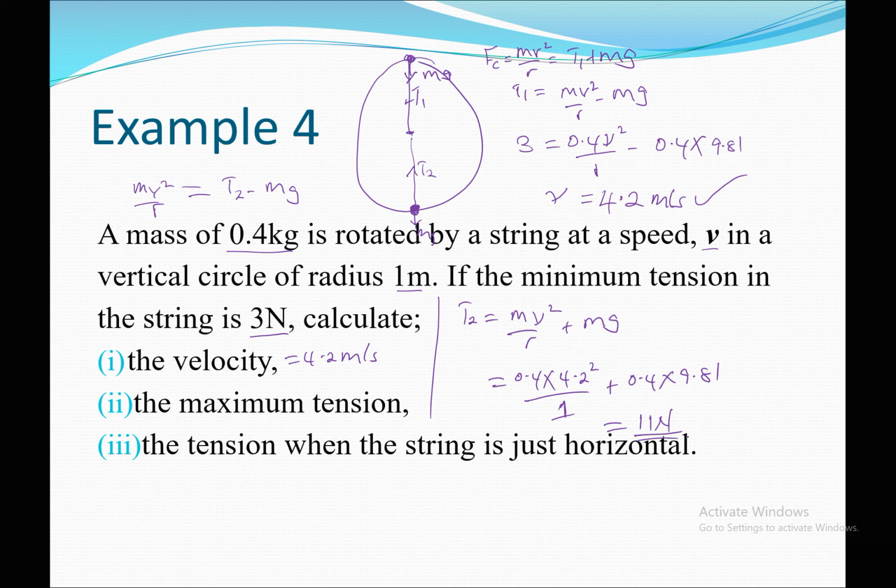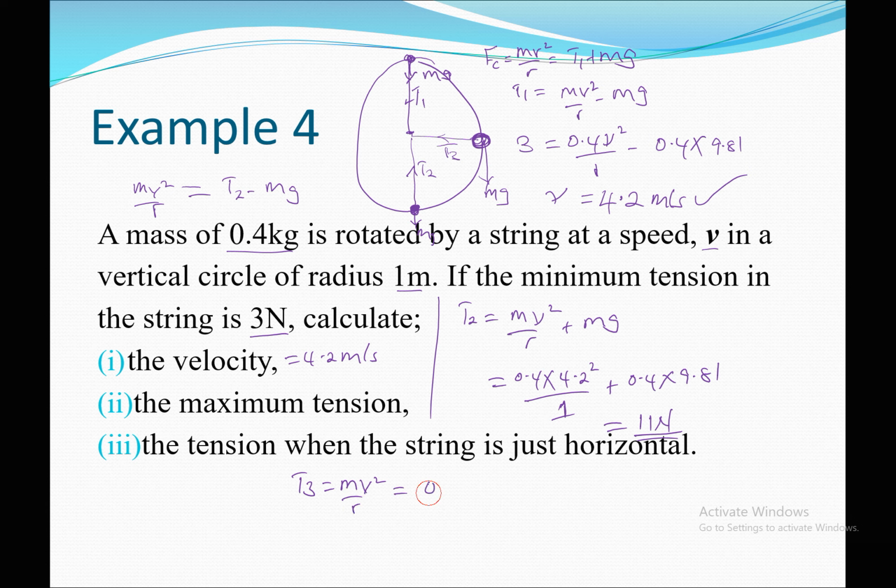Then the tension when the string is just horizontal. So when the string is just horizontal, this is the position here. So remember, when it is horizontal, the tension here I'll call it T3. The weight acts vertically downwards, so the weight has no contribution towards the centripetal force. So in that case, I would say T3 is simply equal to mv squared over r.